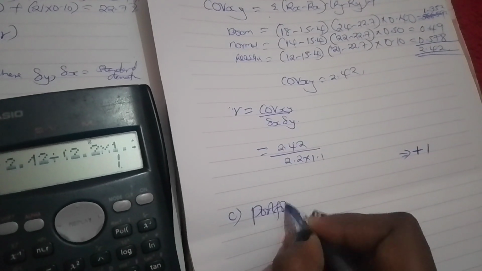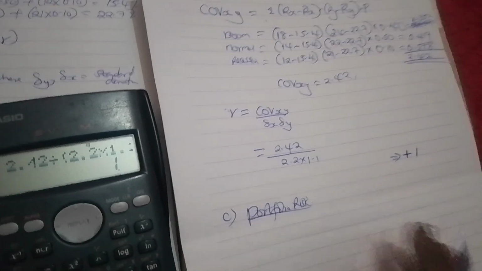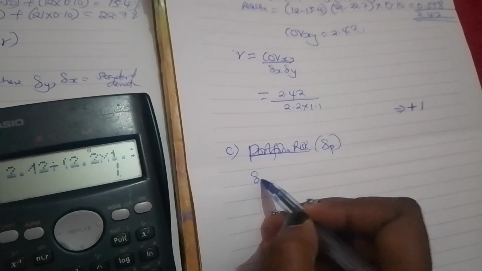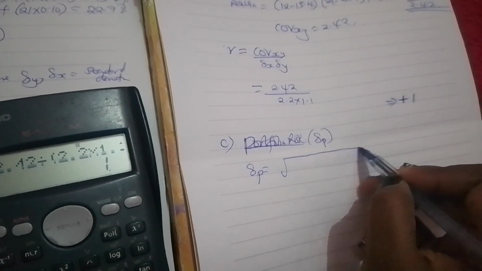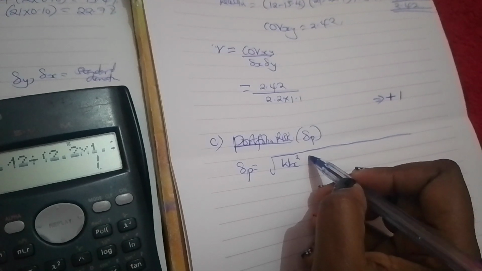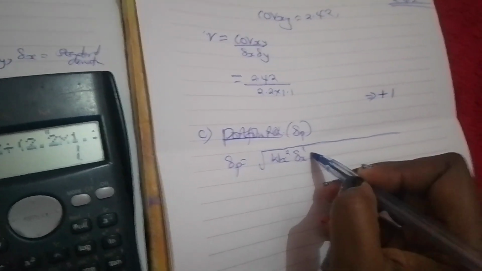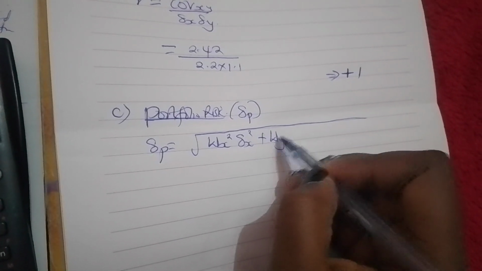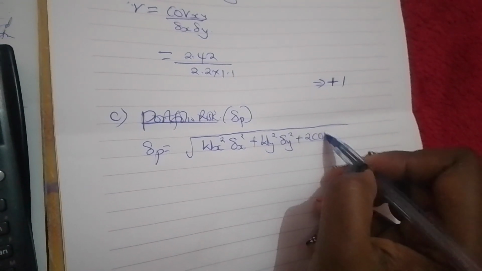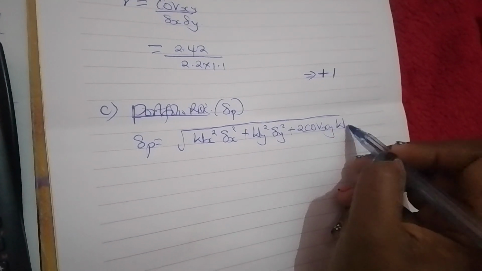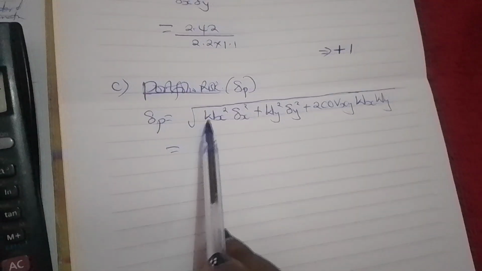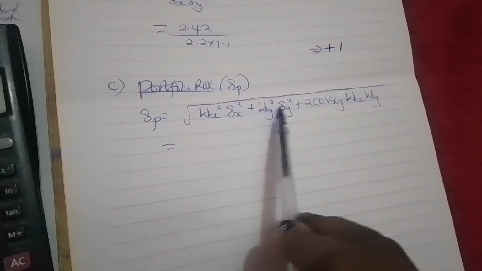So how do you compute the portfolio risk? To get the portfolio risk, the formula is usually this way. This is the way it's denoted. You get the square root of the weight of X squared times standard deviation of X squared, plus weight of Y squared times standard deviation of Y squared, plus 2 covariance XY times weight of X, weight of Y. And I'm sure we have almost everything over here, but we don't have the weights. So we need to compute the weights.